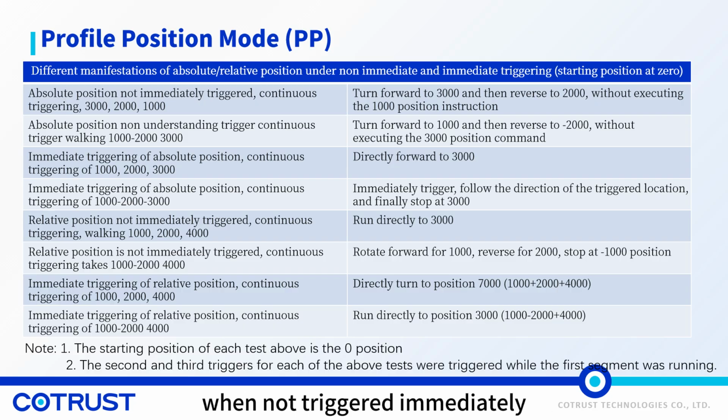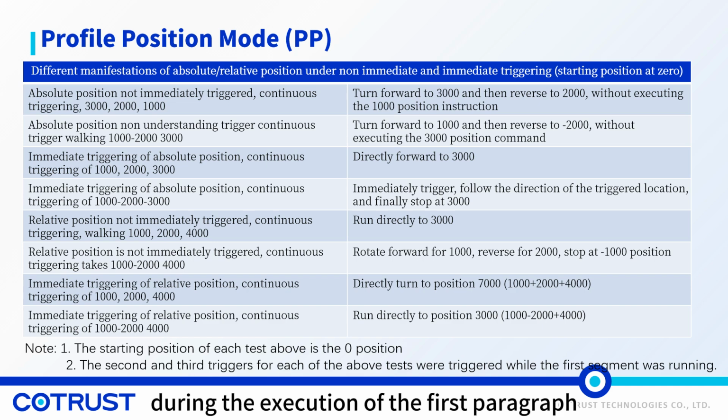When not triggered immediately, we triggered two positions in a row during the execution of the first paragraph, but only the second paragraph was executed, and the third paragraph was not executed because only one position could be cached.